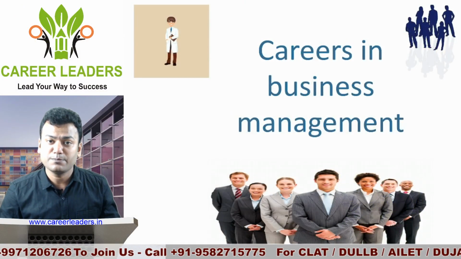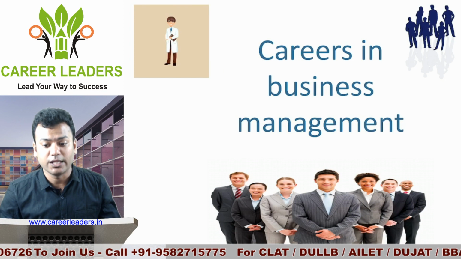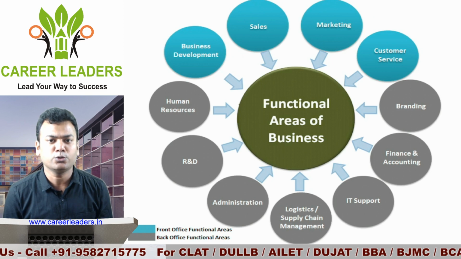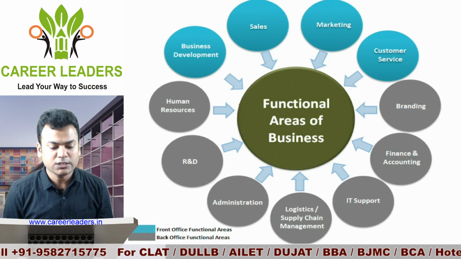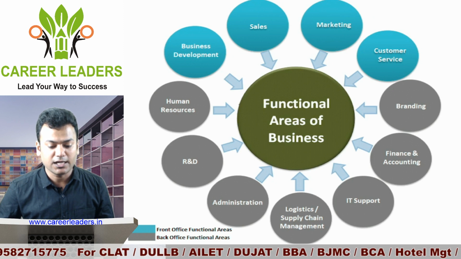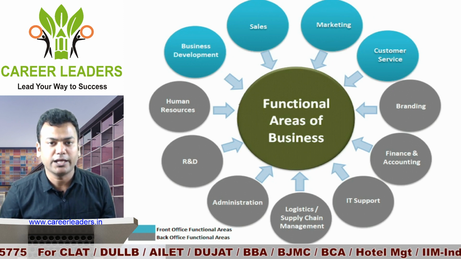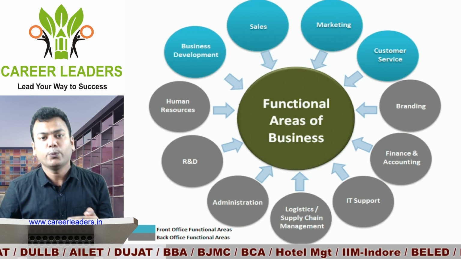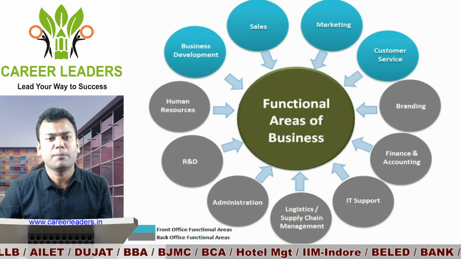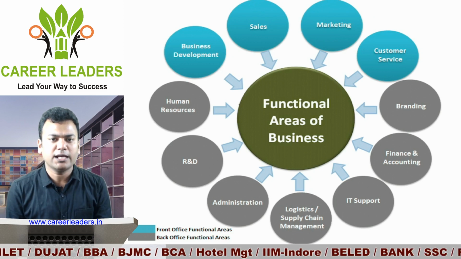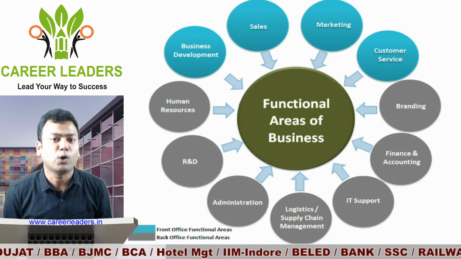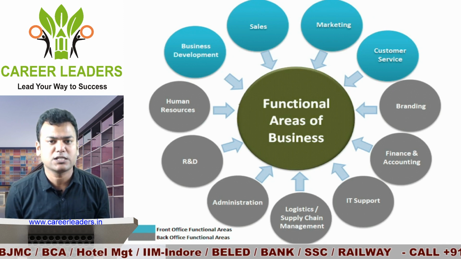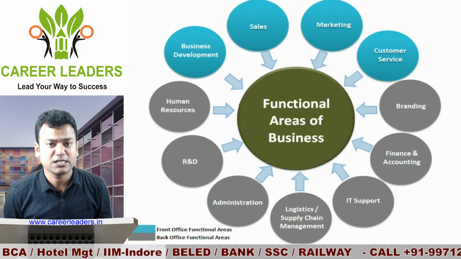So let's talk about these management courses in detail after class 12th. A business organization works in two modules. One is front end operation, that is front office functional areas, and the second is back office functional areas. Any business firm has two kinds of departments, one in the front end and another in the back end. These two are very important tools. Any company cannot survive without them. They are the two faces of a coin required in any business organization.